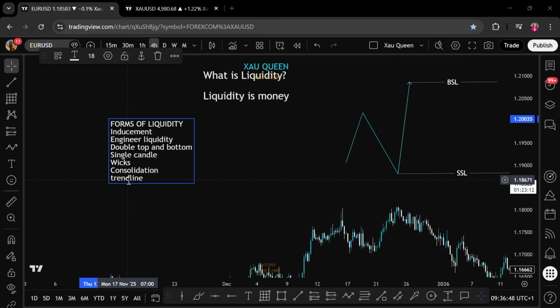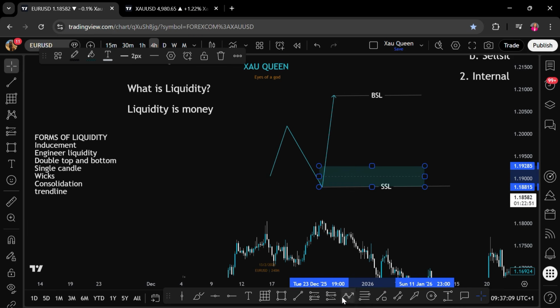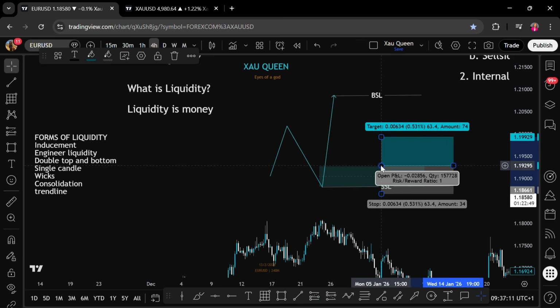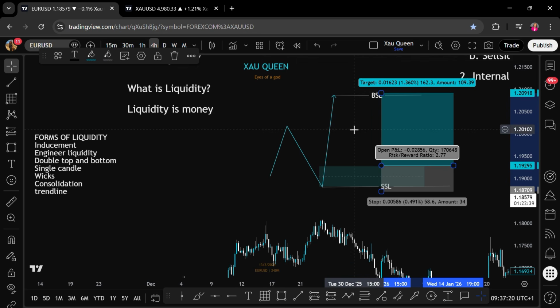All right, so in this video, these are the ones that I will be covering. Let's say I told you this is our structure. This is our swing high, which is now our buy side liquidity, and this is our sell side liquidity. Let's say we want to join this buy. This is in a discount zone, and then we buy from here. Where will be our stop loss? Our stop loss will be under this low, under our sell side liquidity, targeting our buy side liquidity.